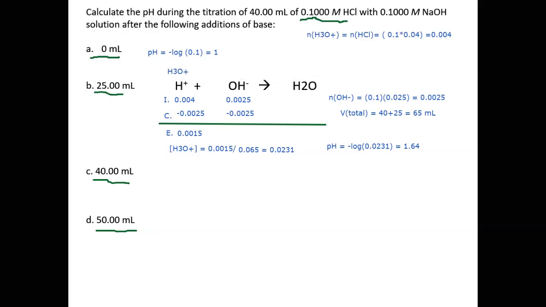Now we go to C. So we want to know what's the pH after 40 milliliters of base has been added. So here we want to determine the moles of hydroxide. So it's 0.1 times 0.04 equals 0.004. And so you notice here that the moles of hydroxide equal the moles of hydronium ion. So this means that we're at the equivalence point.